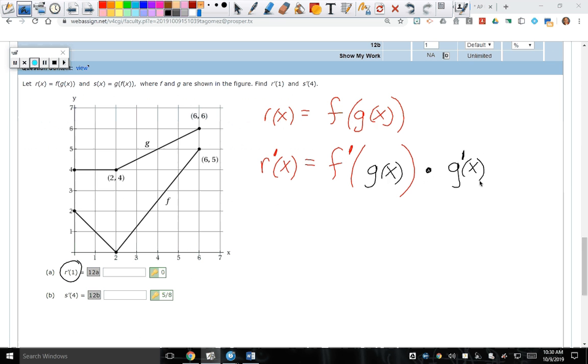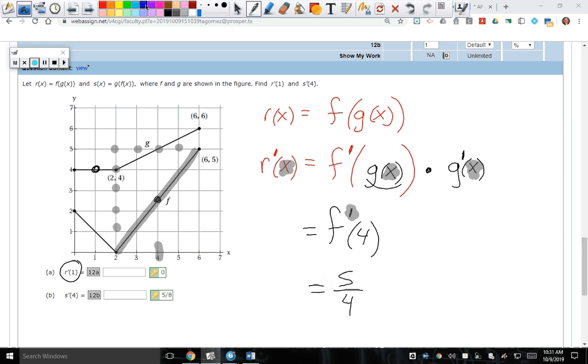So now we're just going to put 1 everywhere where we see an x. So what is g of 1? 4, right? What is f prime of 4? So what's the slope at 4? What do y'all see? So this is f, right? Do y'all agree that that's f? So we're looking for the slope at 4. So it looks like it went 1, 2, 3, 4, 5, up 5 over 1, 2, 3, 4. So up 5 over 4.